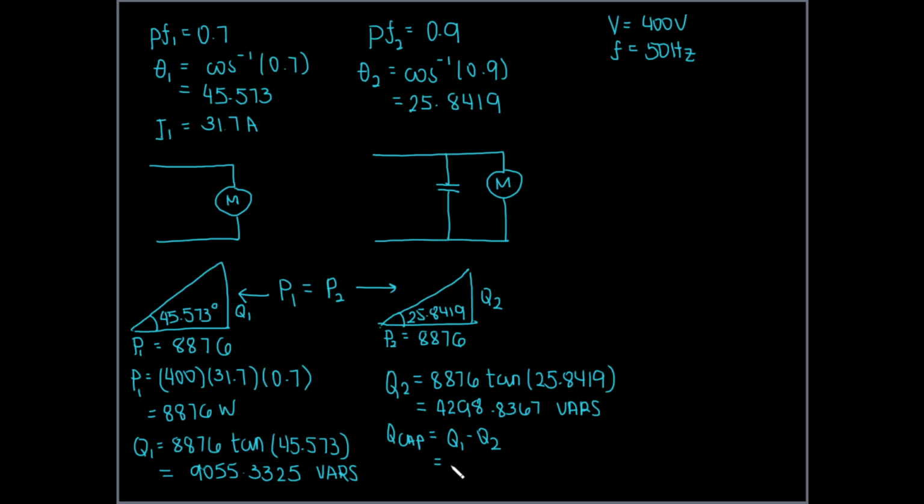Substituting the values, 9055.3325 minus answer is 4,756.4958 vars. There. So we have just solved for the reactive power that was offered by this capacitor when we installed it in parallel with our motor.